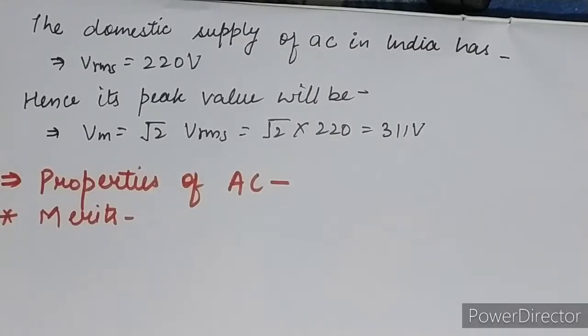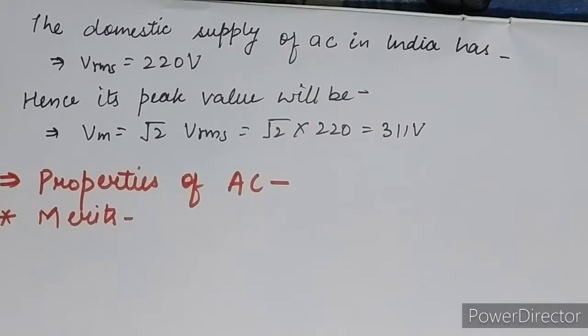Second thing is that we can easily convert AC into DC by a rectifier. Okay, a rectifier is a device which is used to convert AC into DC. So it is a simple thing also, and very convenient for us.